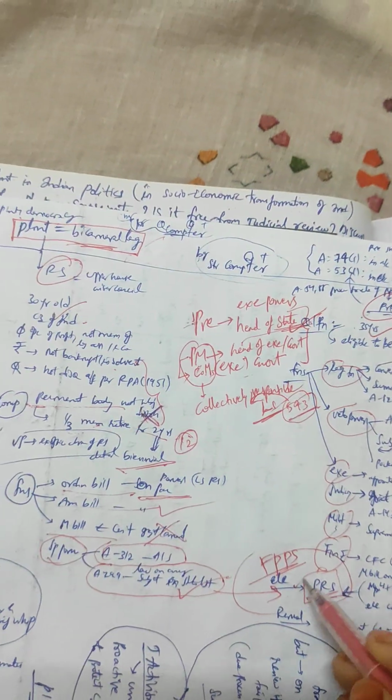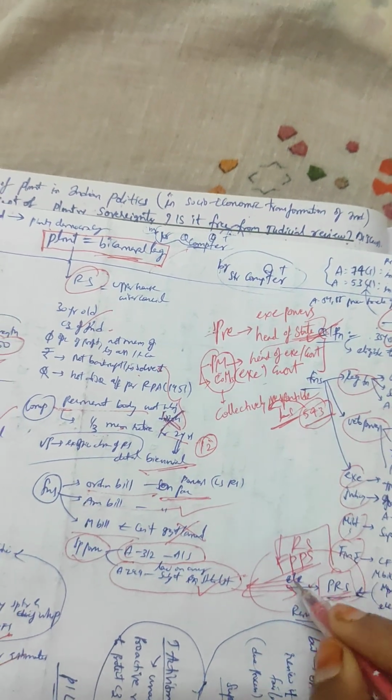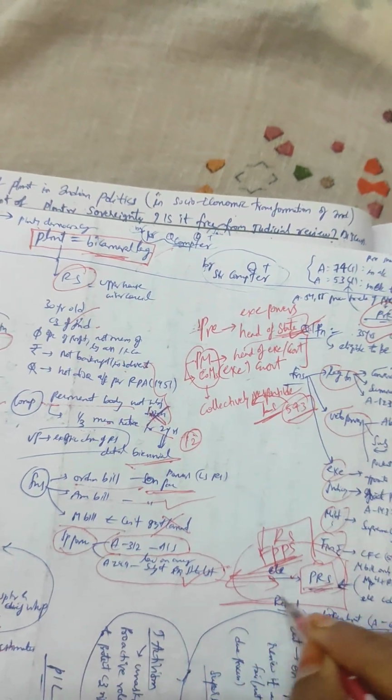So for the president, please ignore this one. This is for Rajya Sabha, proportional representation system and first past the post system. Okay.